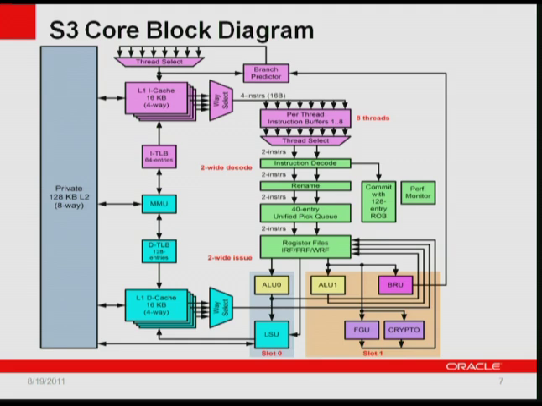S3's commit unit can commit up to 2 instructions each cycle using a least recently committed algorithm. On S3, we can have 128 instructions in flight from select to commit. S3's performance monitor unit keeps track of various performance-related events using counters. Each thread has 4 32-bit configurable performance counters.